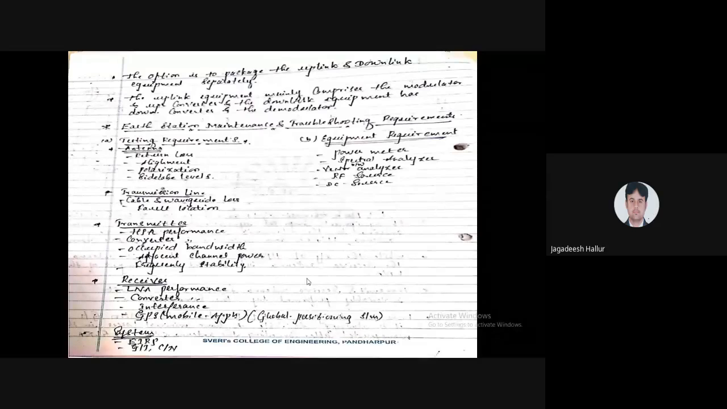One is testing the requirements and equipment requirements. In this testing of requirements, one is the antenna. There are losses, alignment is required, correct alignment is required, polarization of the particular antenna, and side lobe levels. Then the transmission lines, where we take the cables and the waveguide losses, and the fault is located at a particular transmission line. You are going to test while we are going to install the cable lines.